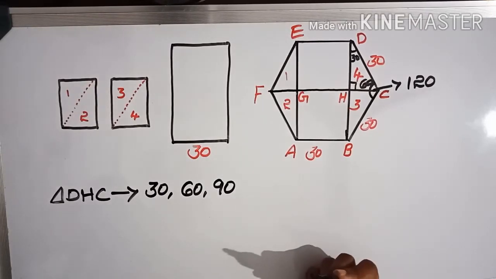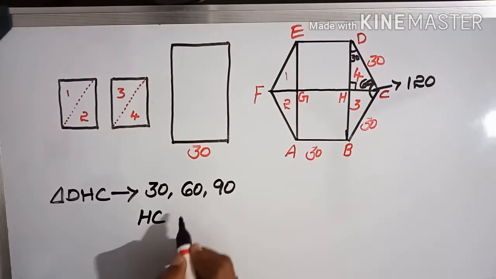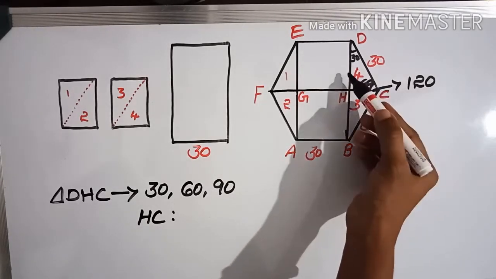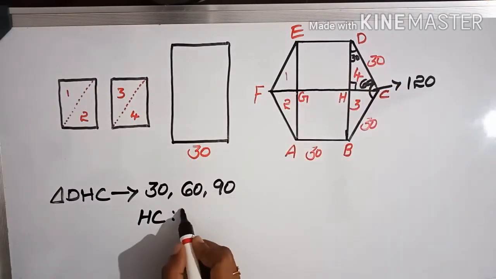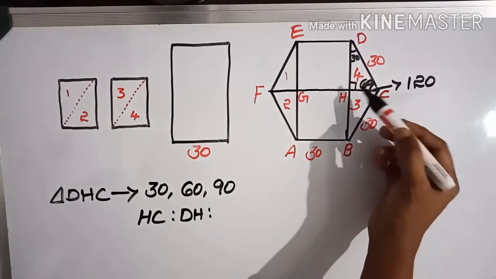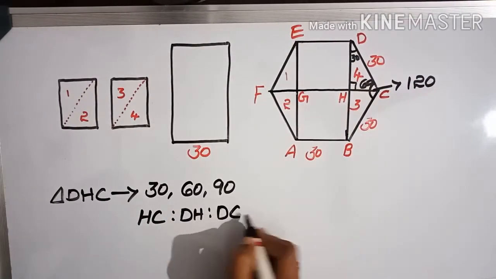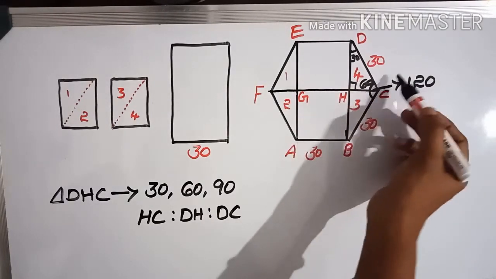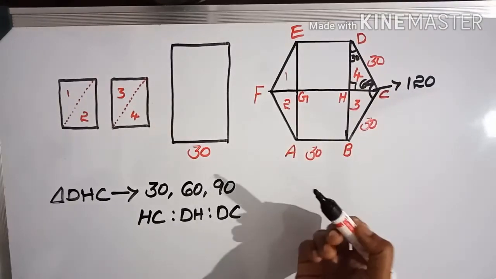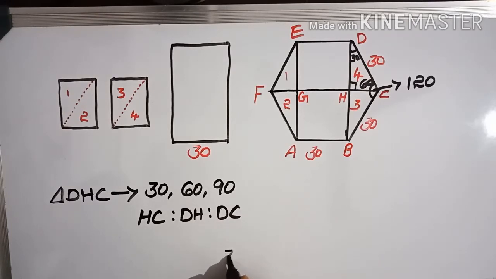Now let's write the sides. The opposite side of 30 is HC. Next, the opposite side of the 60 degree angle is DH. The opposite side of 90 is DC. So HC is to DH is to DC. Now in this triangle, one side is given, that is 30 centimeter. The side opposite 90 is given in the question, so let's write 30.